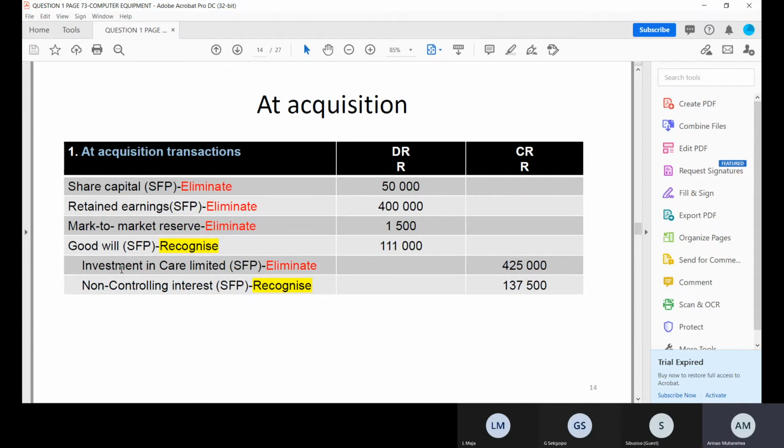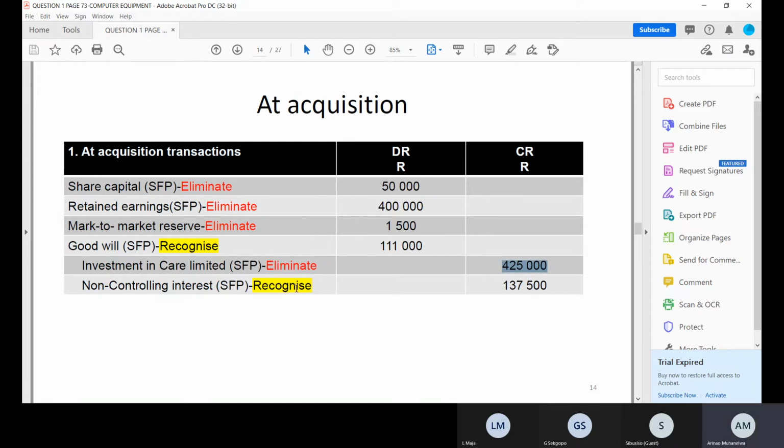Now let's move to the investment. Investment is an asset, and I've shown you where the investment has been indicated in the statement of financial position, 425,000. An asset increases on the debit side, so in order to take it out of the asset book, we credit it.